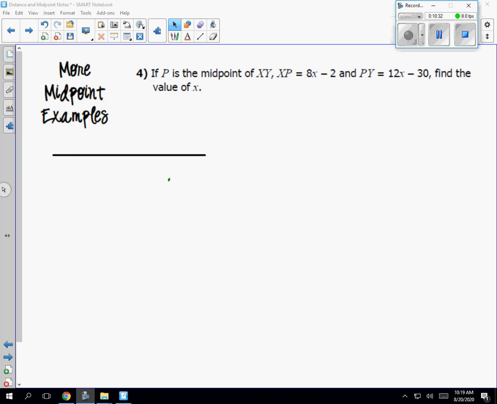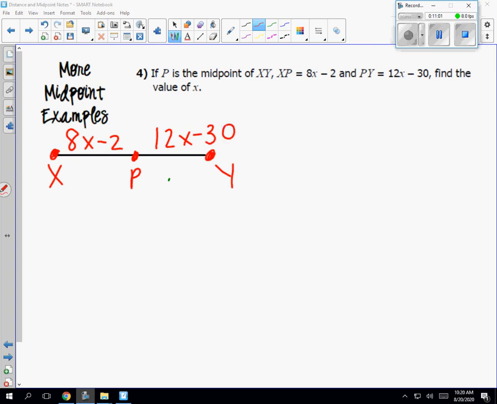These will look a little bit different. These are more midpoint examples. You can draw. Visuals help, so I want everyone to draw a visual of what you look at. So if I'm looking at example 4, if P is the midpoint of XY, so this is XY, and P is the midpoint, so there's P in the middle, then XP is 8x minus 2, and PY is 12x minus 30. Find the value of x.